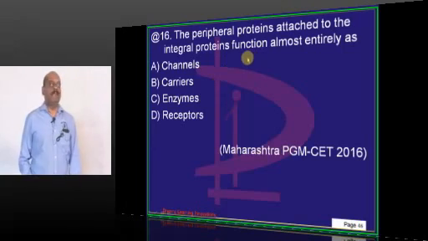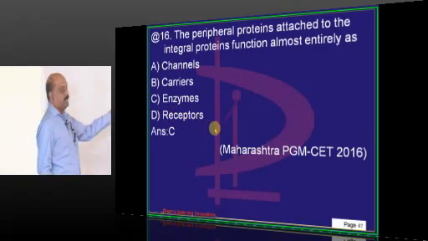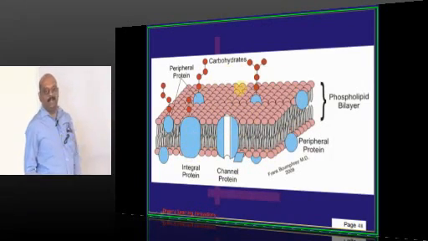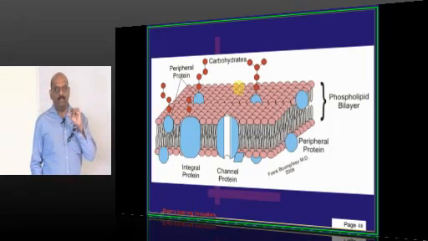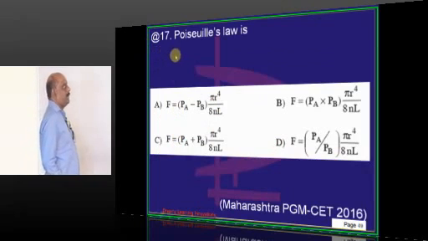Peripheral proteins are attached to the integral proteins and they function almost entirely as enzymes. Typically you have peripheral proteins and integral proteins in the cell membrane. So the cell membrane structure is a very common topic to ask.